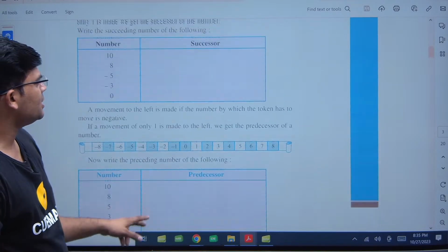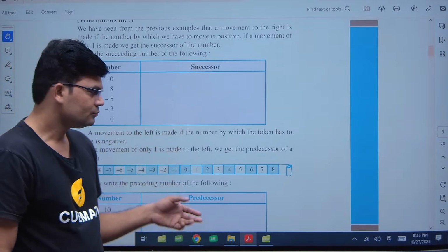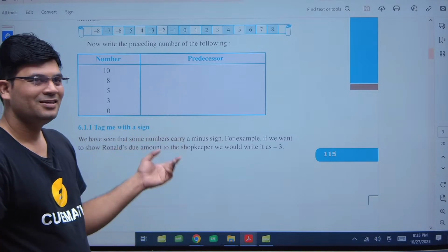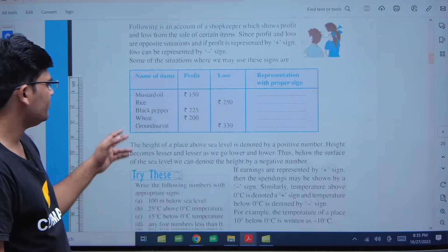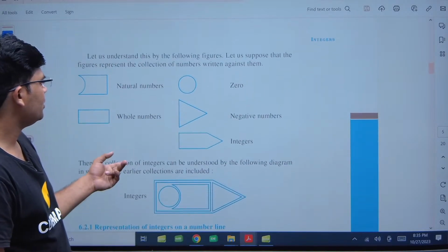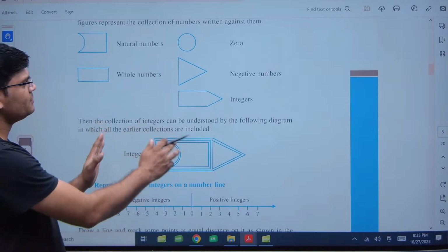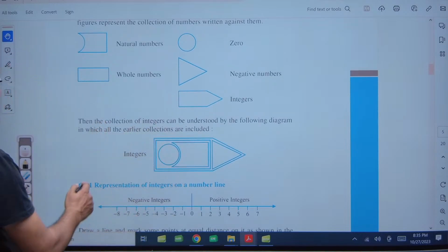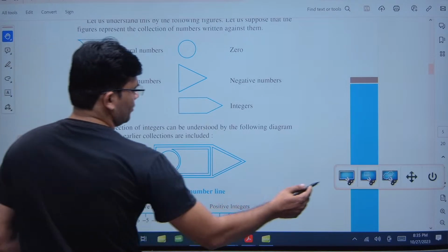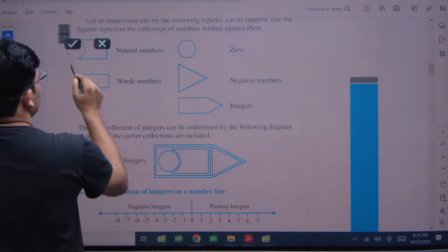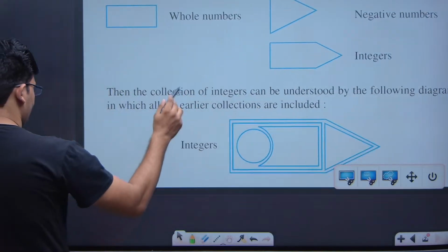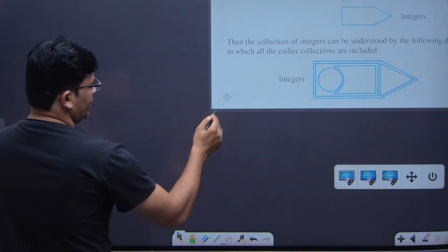You know what is a successor? Yes, so the number that comes after. Predecessor, you just tell me yes or no. Previous, yeah. Okay. So since you know most of the things, we are moving ahead at a faster pace. Integers, you know, natural numbers. Okay. You understand this Venn diagram? Yeah. Okay. What is the meaning? This is a Venn diagram. Okay. Try to understand.